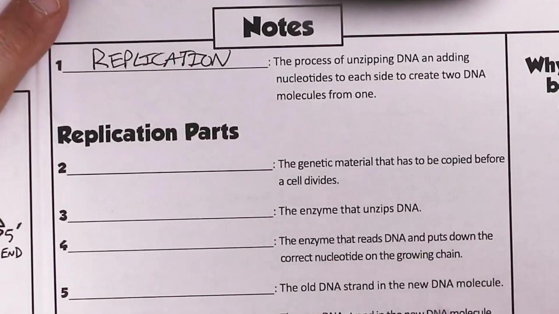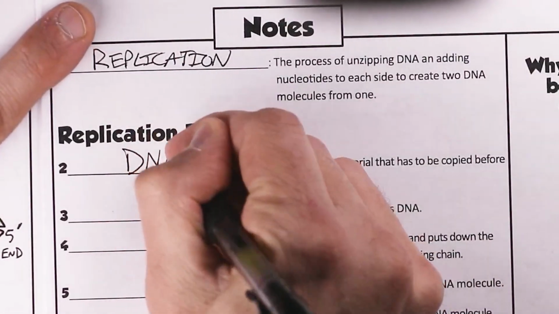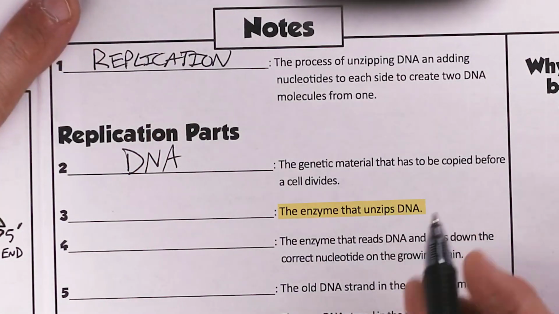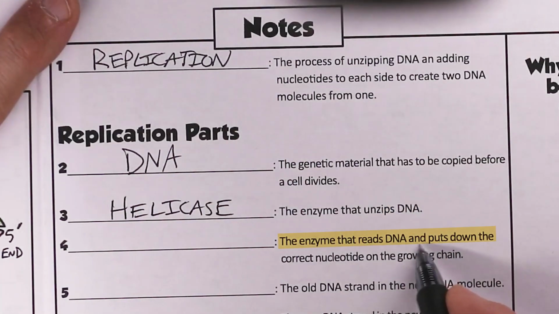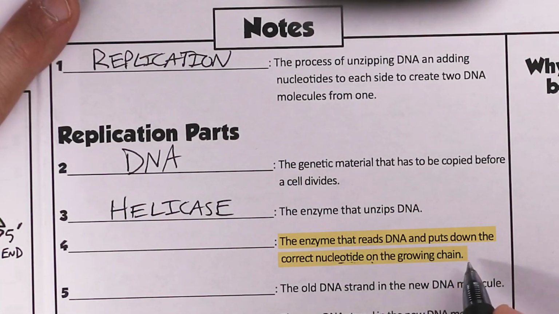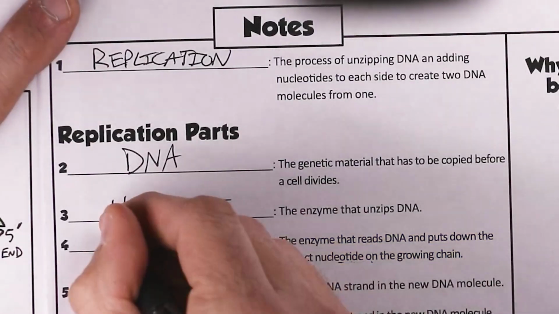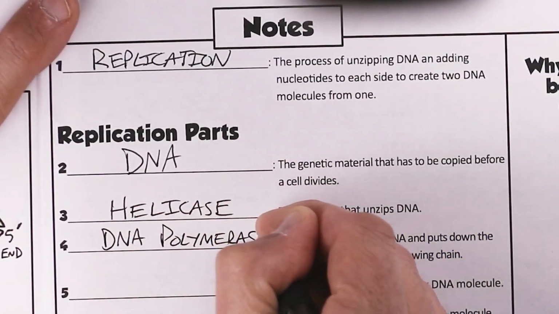The stuff that we need to copy is DNA. The enzyme that does the unzipping is called helicase. The enzyme that reads the DNA and puts down the correct nucleotide on the growing chain, that's called DNA polymerase.